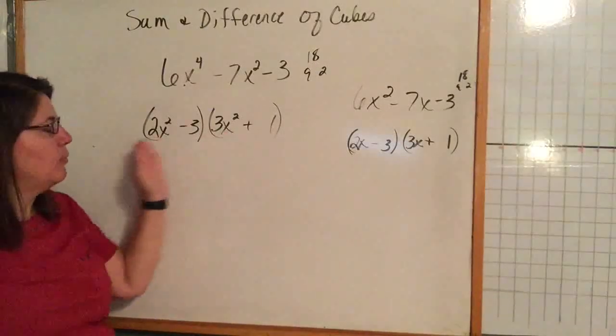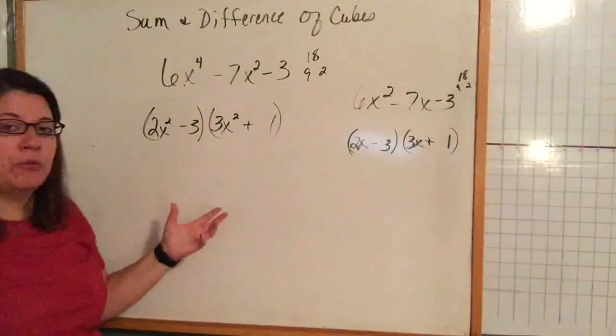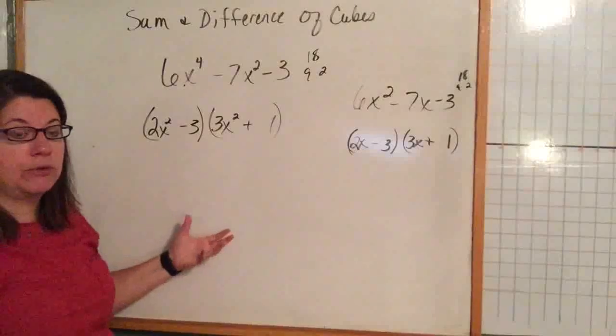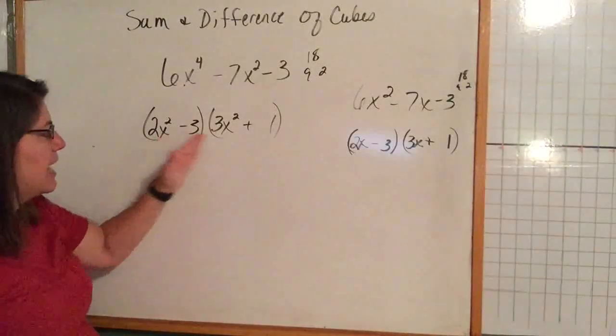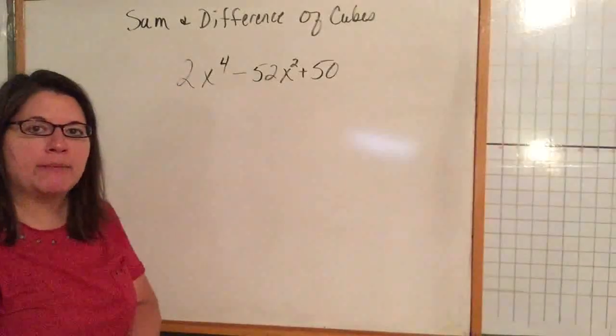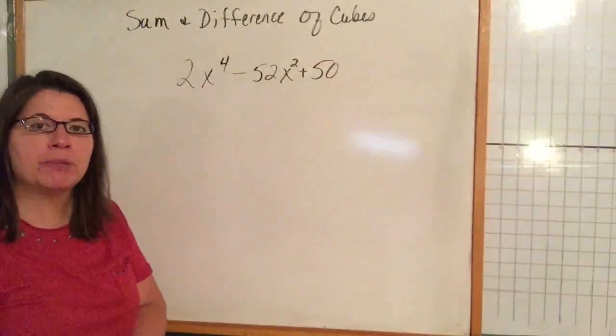And then when I get to this point, I need to double check and make sure I can't factor any further. Sometimes you will be able to. In this case, I can't. There's nothing I can do with either one of these to factor it further. So here's another one I want to try. Again, your directions are factor completely.